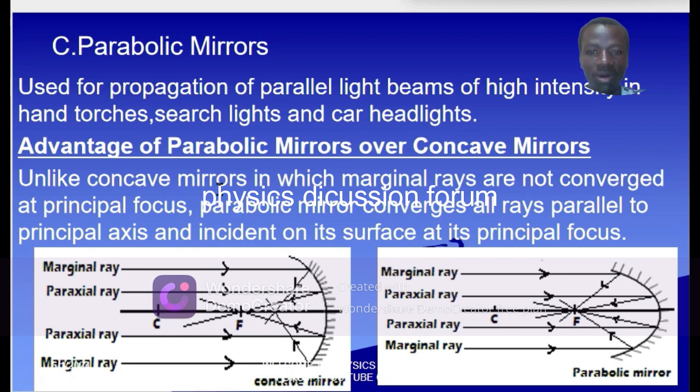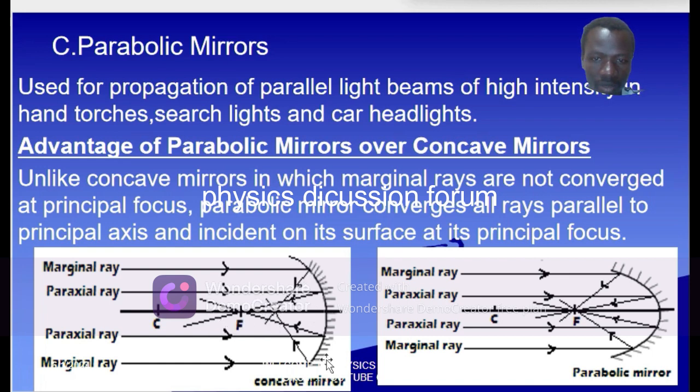Unlike the concave mirrors, where the marginal rays do not converge at the principal focus, the parabolic mirror converges all rays parallel to the principal axis and incident on its surface at its principal focus, as shown. So parallel rays start and meet at F. So this is now the defect.